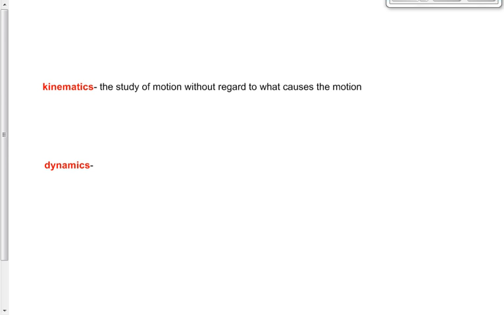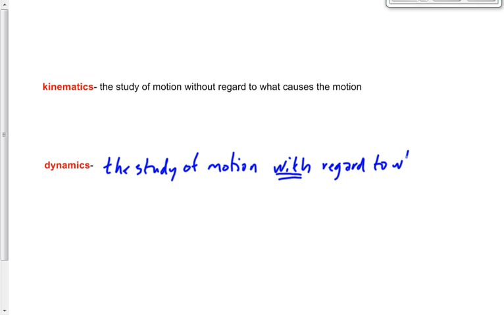That's as opposed to dynamics, which we're going to study in this unit, which is the study of motion. But this time, we're going to pay attention to, in fact, we're going to focus on what causes that motion. So we'll say, with regard to what causes the motion.